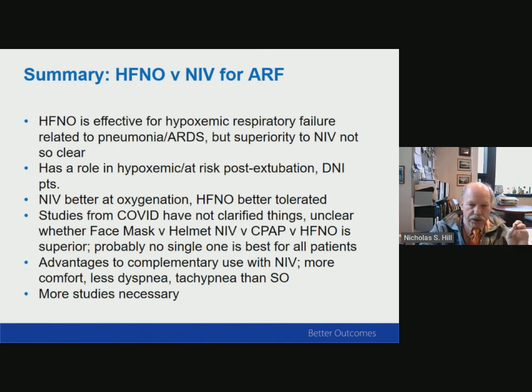Advantages to complementary use with NIV are more comfort, less dyspnea and tachypnea compared to standard oxygen, as I just showed you in our study. Clearly more studies are necessary.